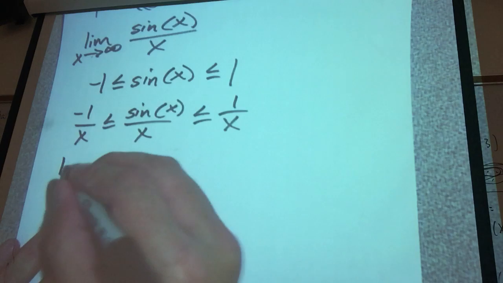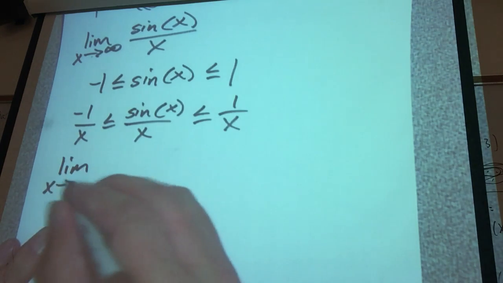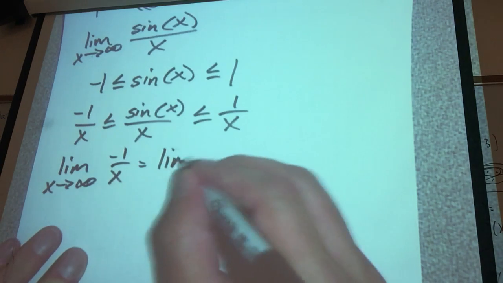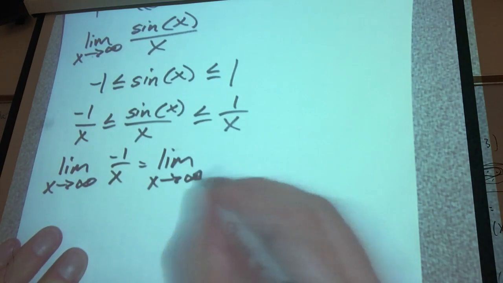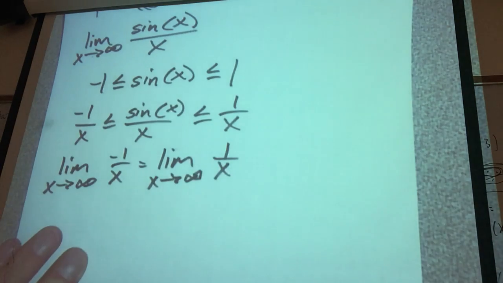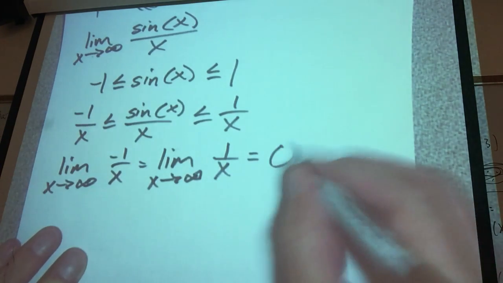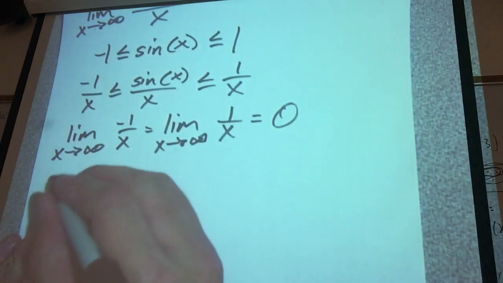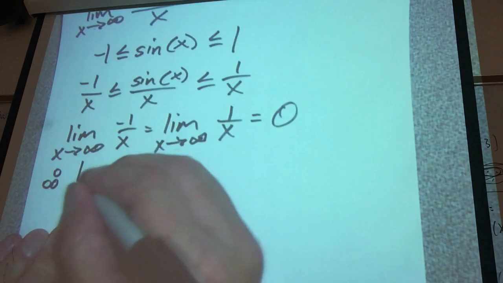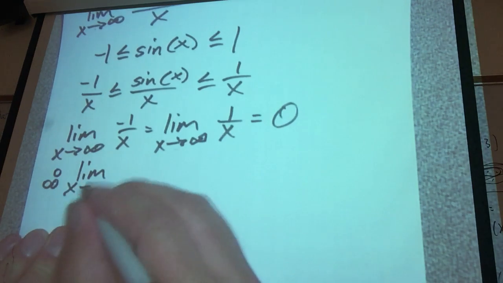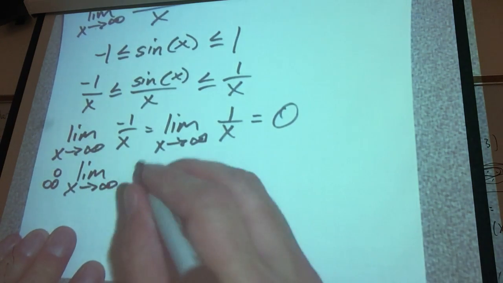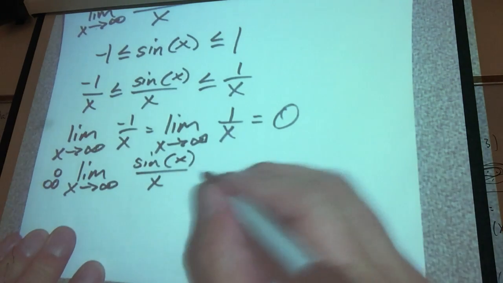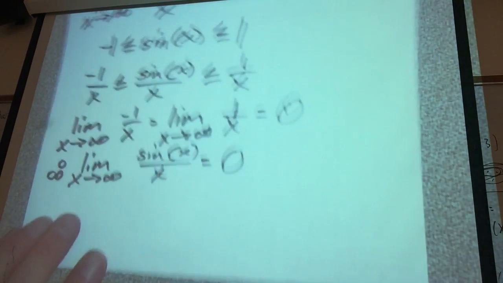Now I can say that the limit as x tends towards infinity of -1 divided by x equals the limit as x tends towards infinity of 1 divided by x. Both of those equal 0. So therefore, the limit as x tends towards infinity of sine of x divided by x will equal 0.